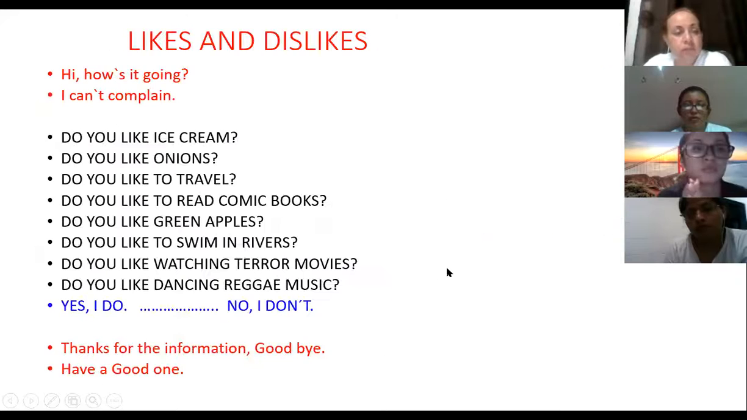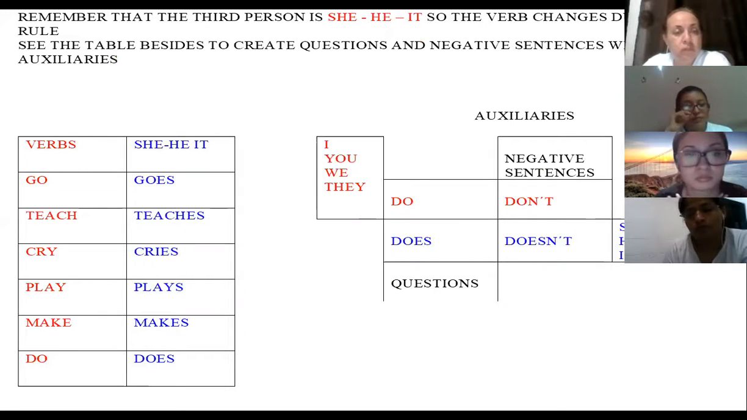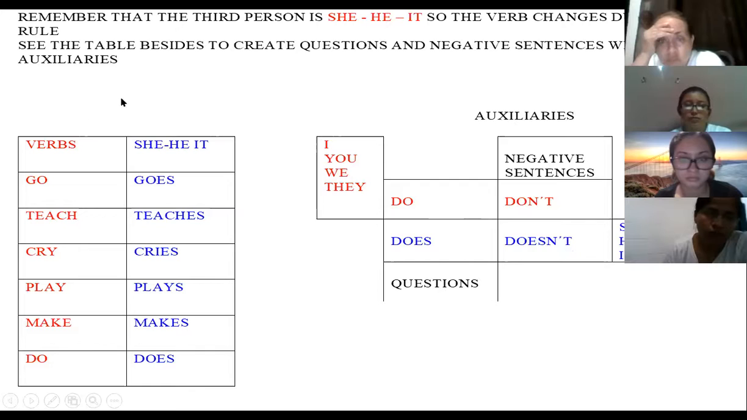Which is basically this. Mañana vamos a ver esto. Tomorrow we're going to do this. Okay? It's about negative sentences. Check it out here. Negative sentences. Use auxiliaries. What auxiliaries? Simple present. Do, don't, does, doesn't. Y vamos a utilizar unos verbos para la tercera persona. She, he, it. Y en la tercera persona, cambia el verbo. ¿Se acuerdan? Ok, sí. Esto va a ser mañana.